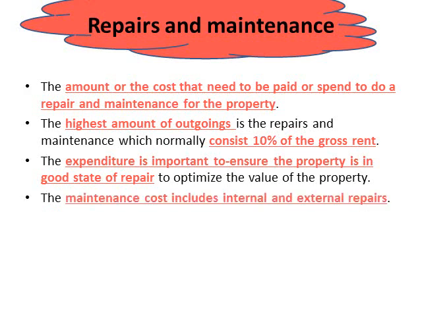So the maintenance cost includes internal and external repairs of the property. Internal means any damages inside the property, we call it internal repairs. Any repairs outside or external to the property, we call external repairs. So the maintenance cost involves a combination of internal and external repairs.